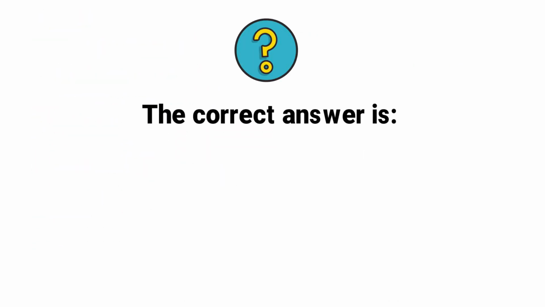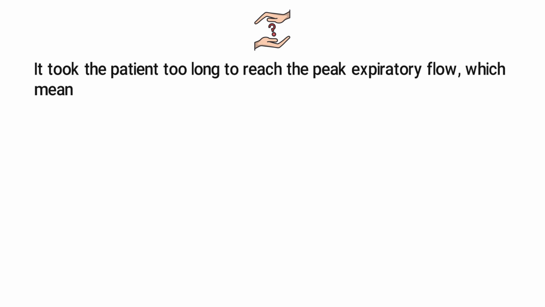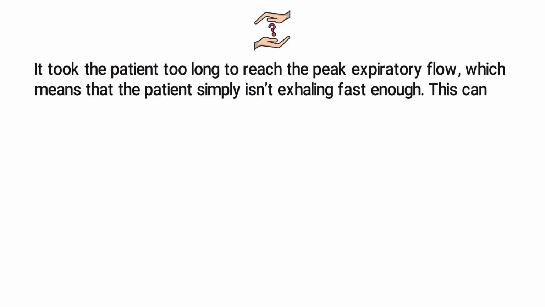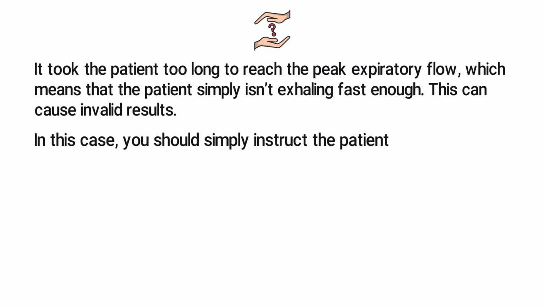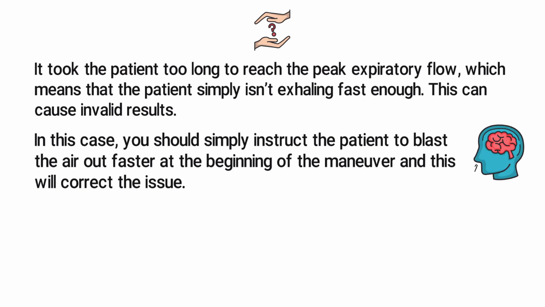The correct answer is C. Blast the air out faster. The question tells us that it took the patient too long to reach the peak expiratory flow, which means that the patient simply isn't exhaling fast enough. This can cause invalid results. In this case, you should simply instruct the patient to blast the air out faster at the beginning of the maneuver, and this will correct the issue.